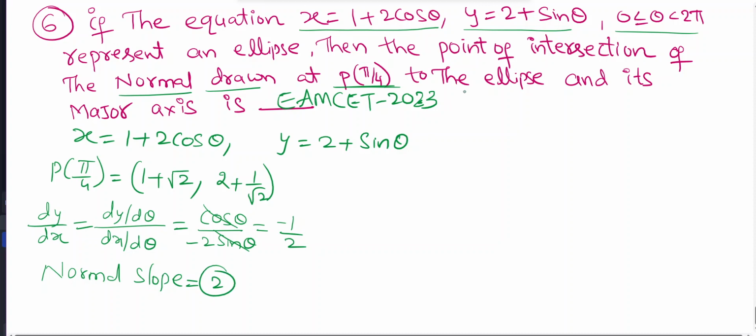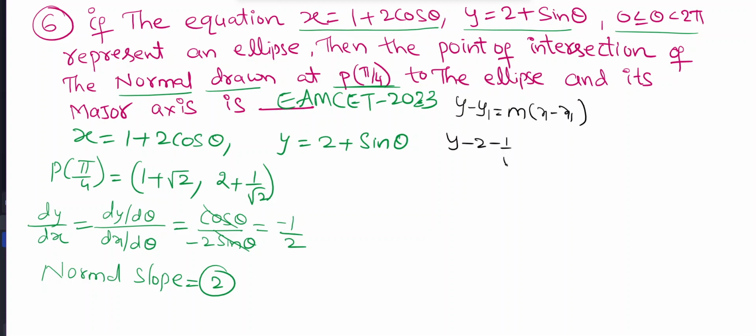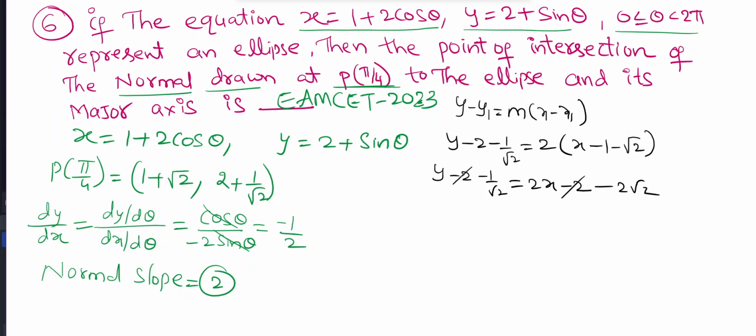So write down the normal equation. The equation of the normal is y − y1 = m(x − x1). So y − y1, where y1 is 2 + 1/√2, equals the normal slope 2 times (x − 1 − √2). So y − 2 − 1/√2 = 2x − 2 − 2√2. Here the 2s cancel on both sides. From this, 2x − y − 2√2 + 1/√2 = 0. This is the equation of the normal.